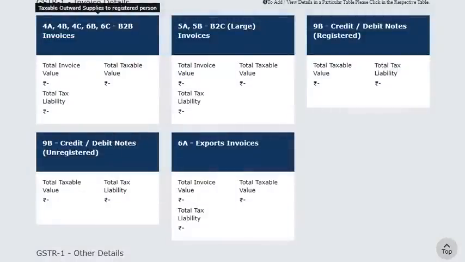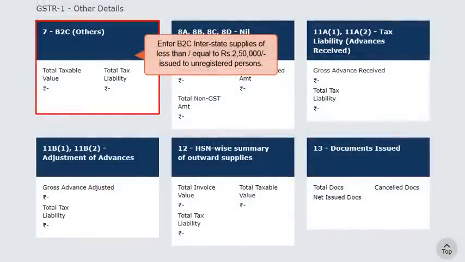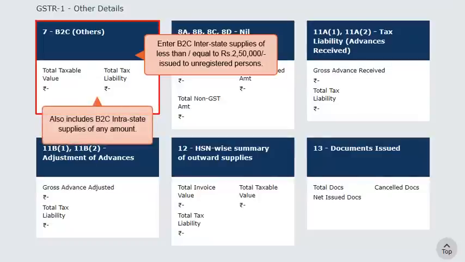Let's scroll down and move to the next section, GSTR1 Other Details. In the B2C Others category, you can enter the summary details of B2C interstate invoices with value of less than or equal to 2,50,000 rupees for each invoice and issued to unregistered persons. Additionally, this category also includes B2C invoices that were raised against all intrastate supplies irrespective of the invoice amount. However, this category requires summary level information to be furnished, such as details as per place of supply, and tax rates have to be entered, which includes supplies made via e-commerce portals as well.